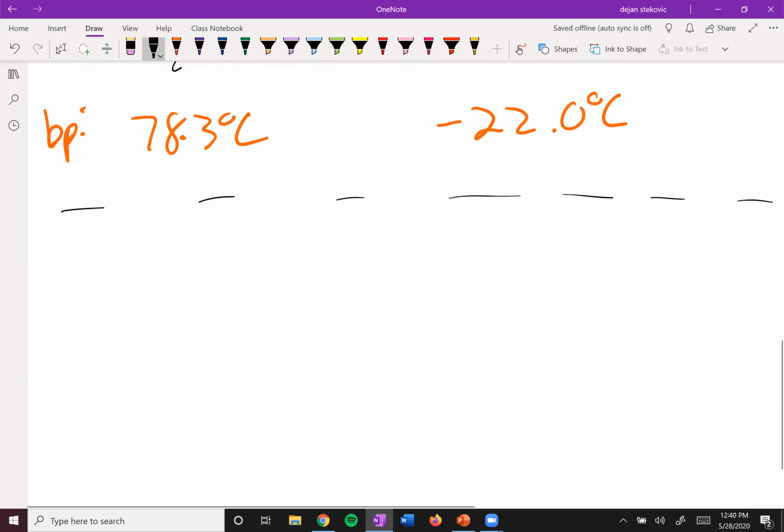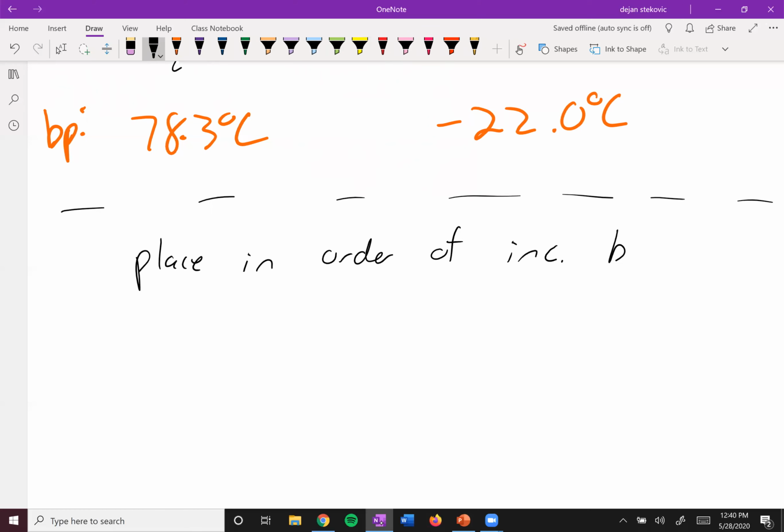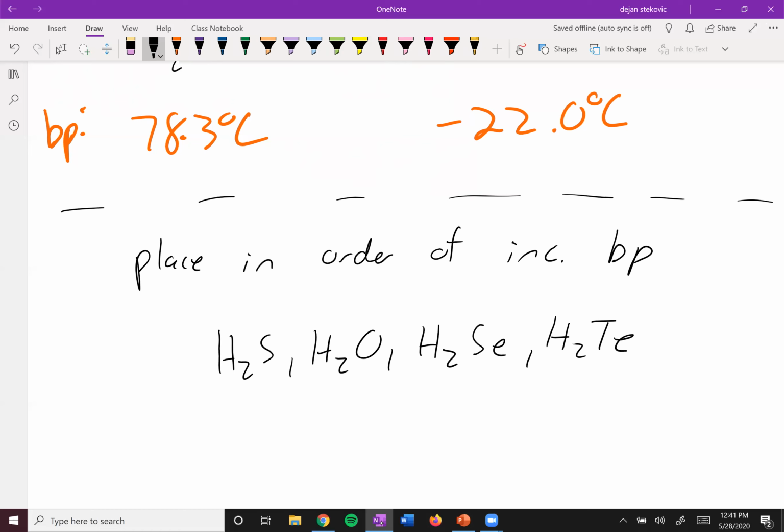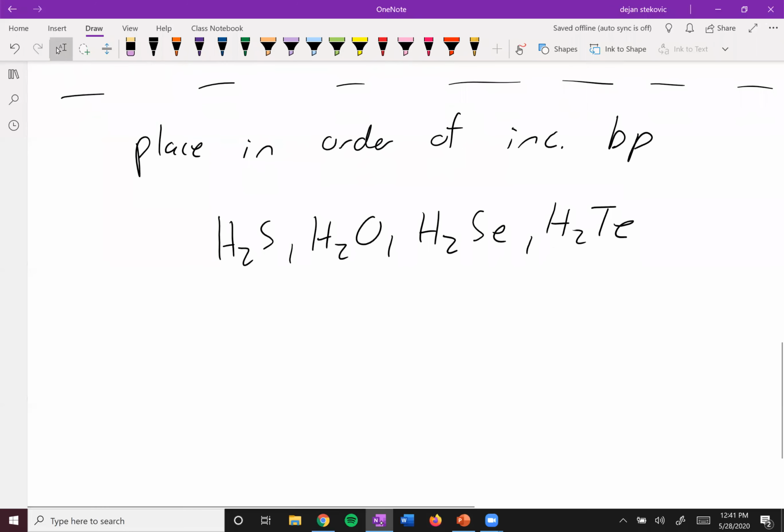All right, so let's do a little exercise. Place in order of increasing boiling point: H2S, H2O, H2Se, and H2Te. Go ahead, pause the video and place these in order of increasing boiling point.